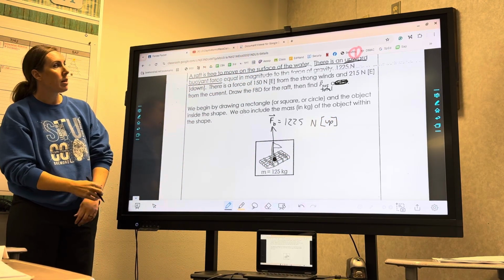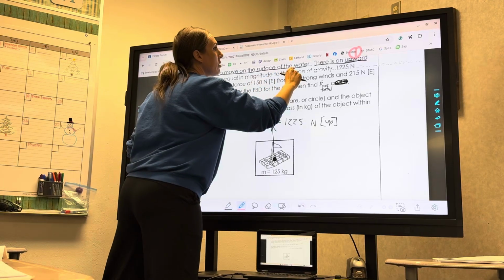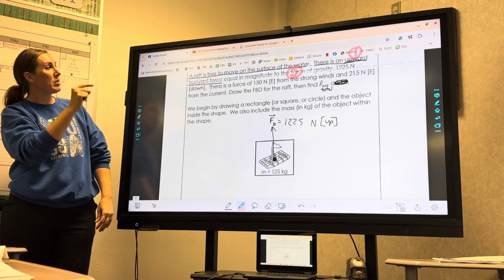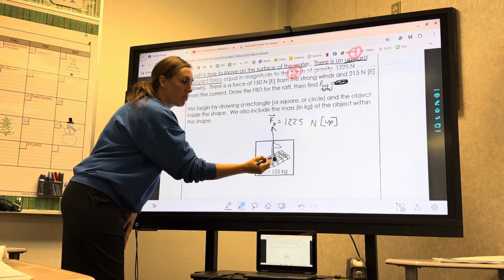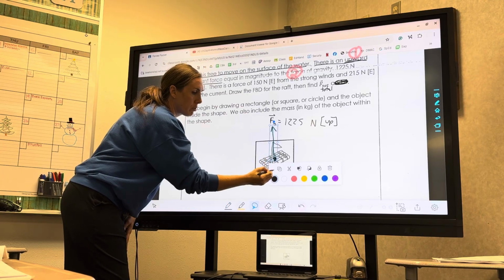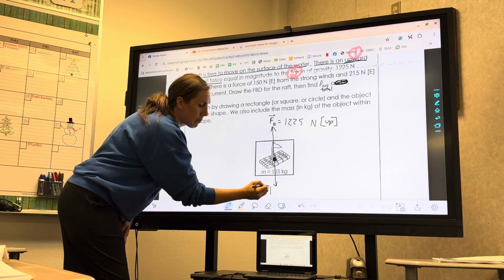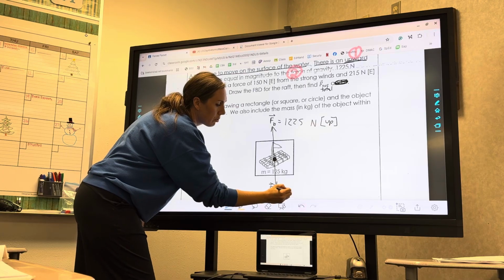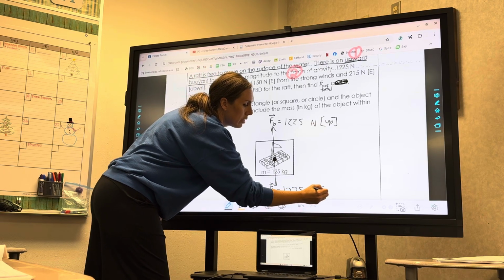Okay. Equal in magnitude to the force of gravity. Okay, so this is where they're talking about a second force. 1,200 newtons downward. We all know gravity's downward. Perfect. So we go to the center, gravity pulls us downward. Capital F, force of gravity equals 1,225 newtons down.